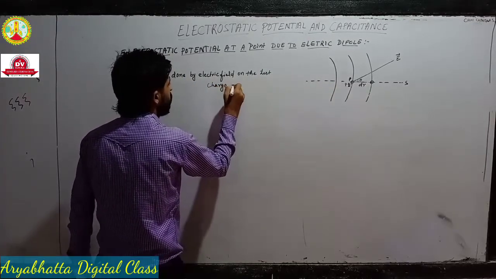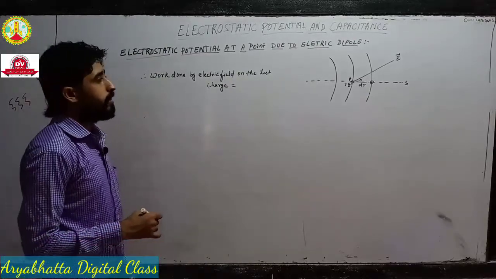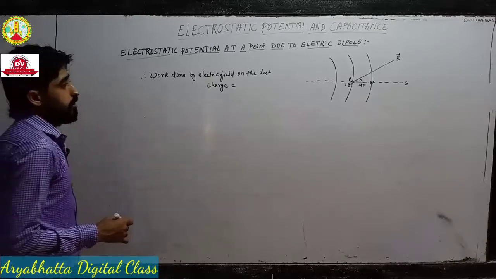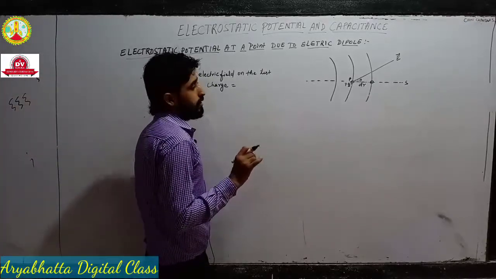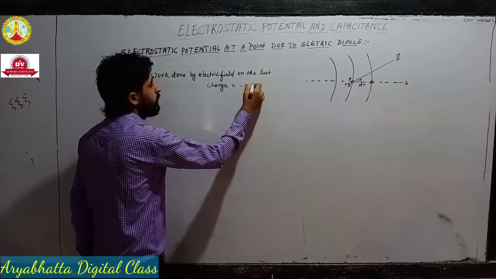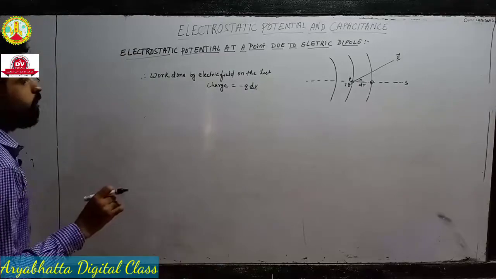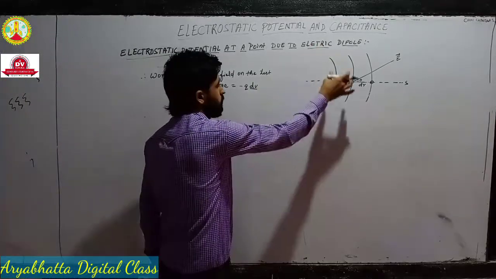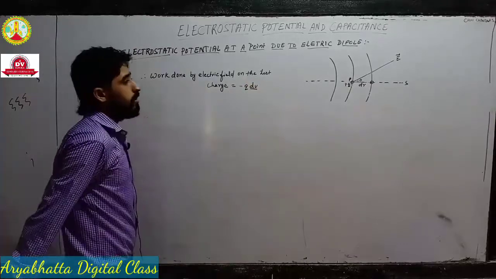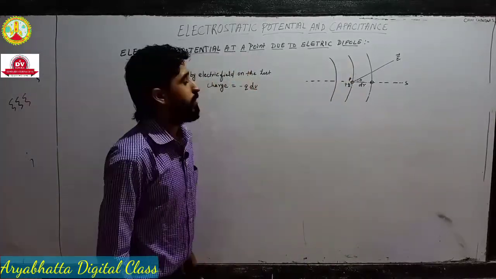How much will we get? Work done is nothing but q dV. Now you can guess what dV is. dV is the small potential at this surface. I have considered this small dV as the small potential on this surface, which is everywhere.